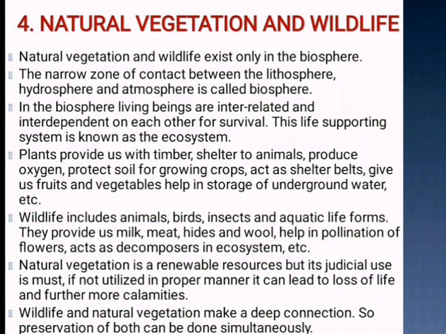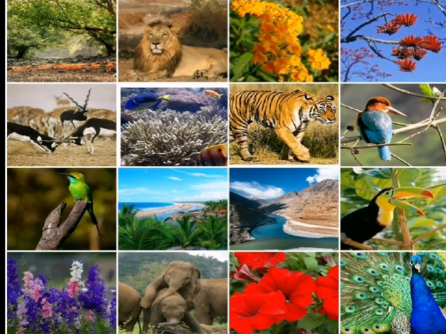They are interrelated. These living things have a bondage, they are interrelated with each other. That entire system is called an ecosystem. They are supporting each other so that we can preserve it for our future generation. We can preserve both the plants and animals, the flora and fauna, simultaneously. These are some images.